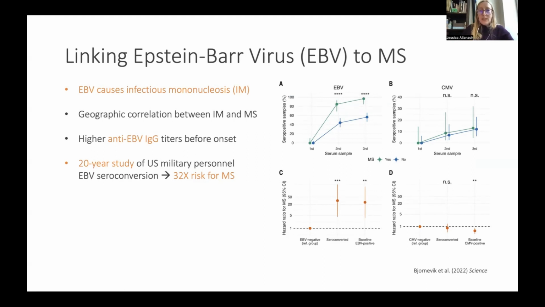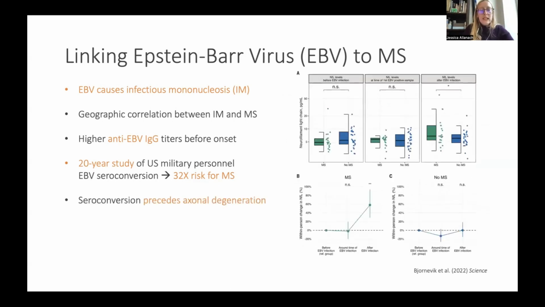And that this was specific to EBV and not to CMV, which is a related herpes virus that infects the immune compartment of people. They also showed that seroconversion with EBV specifically precedes the appearance of an axonal degeneration marker in the blood. So it's happening before you have evidence of damage in the brain.